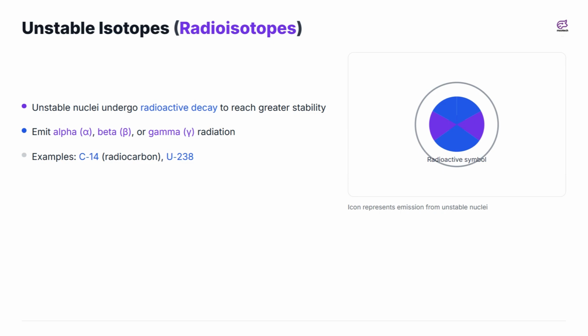Coming up, we'll discuss their unstable counterparts, the radioisotopes. Unstable nuclei are always trying to become more stable, and they do this through a process called radioactive decay. In the process, they emit radiation like alpha, beta, or gamma particles. Familiar examples include C14, which is radiocarbon, and U-238, uranium. An icon here represents this emission of energy and particles from an agitated, unstable nucleus.